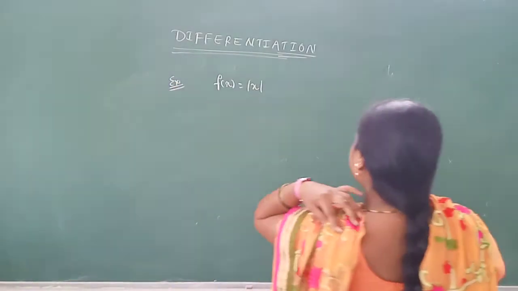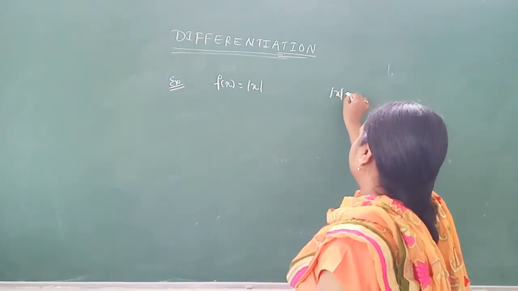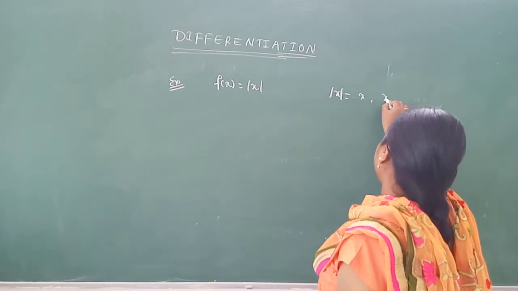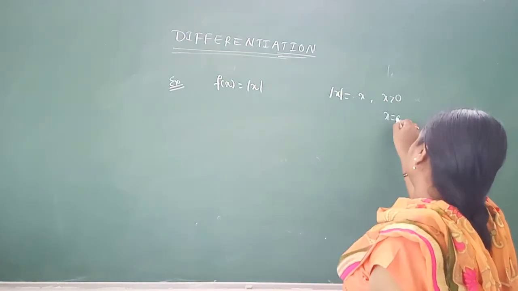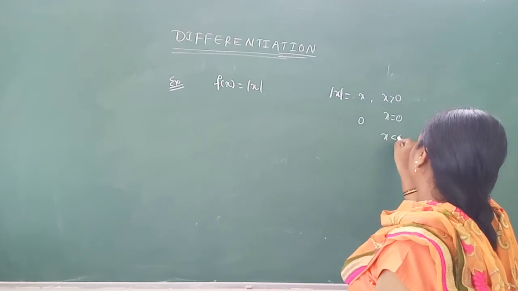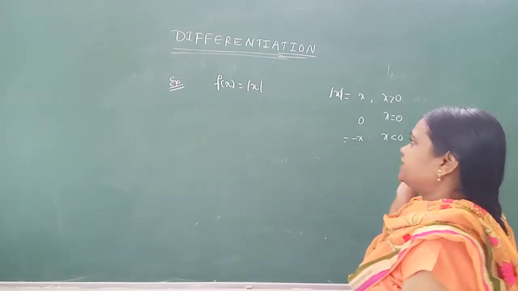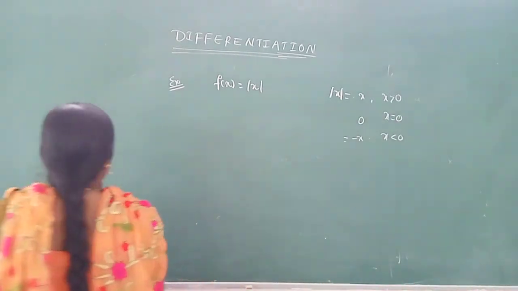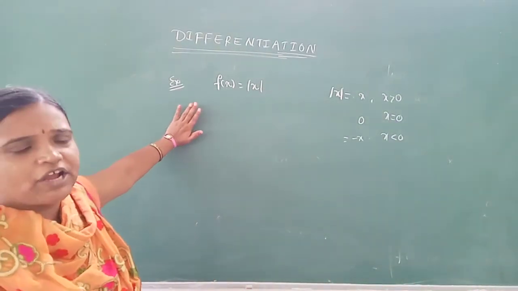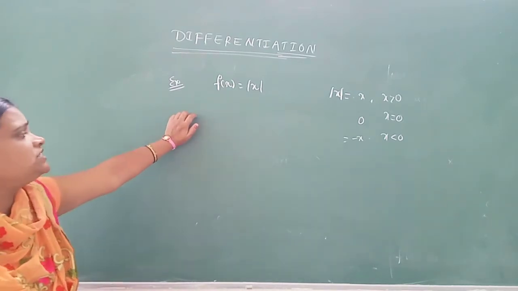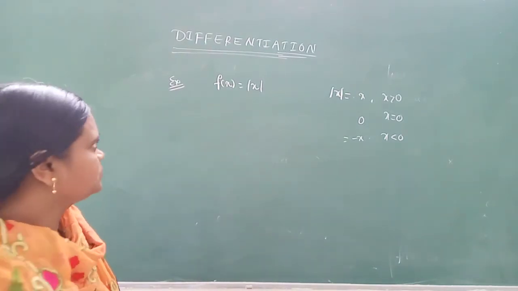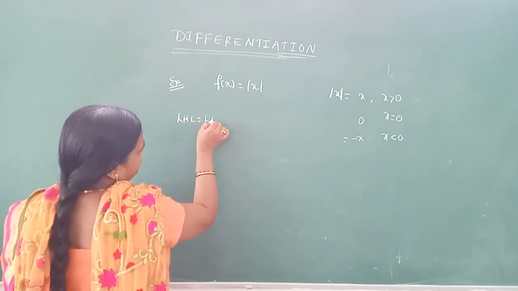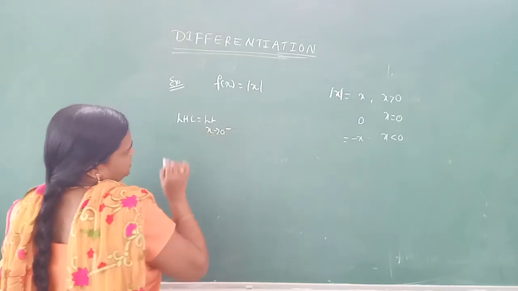Okay. And we know the definition of mod x. We are familiar with that. Correct. Mod x is equal to x for x greater than 0, 0 for x equal to 0, and minus x for x less than 0. Okay. This is the definition of mod x. And the very first thing we have to verify is whether the function is continuous or not. Okay. For that, we apply left hand limit as x tends to 0 minus, right?